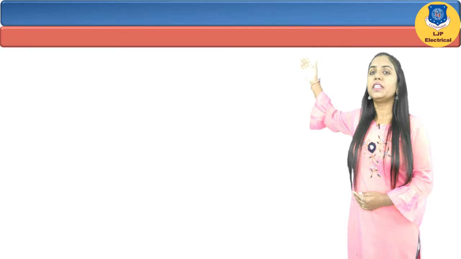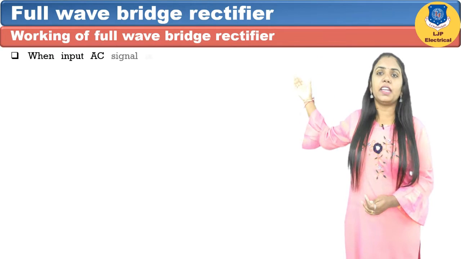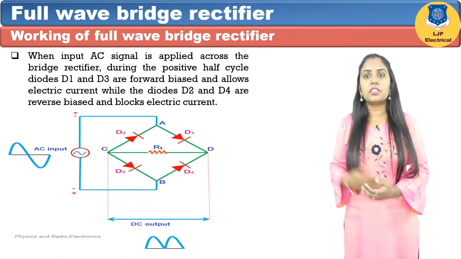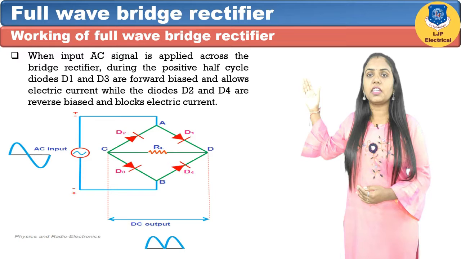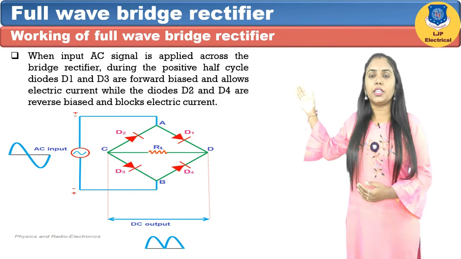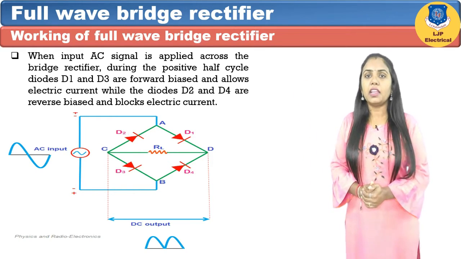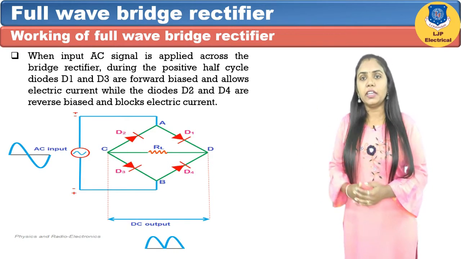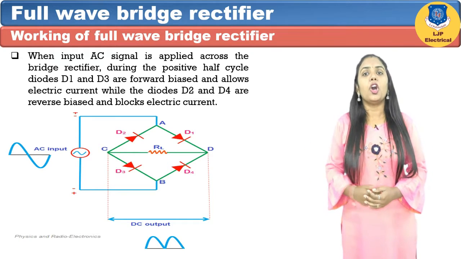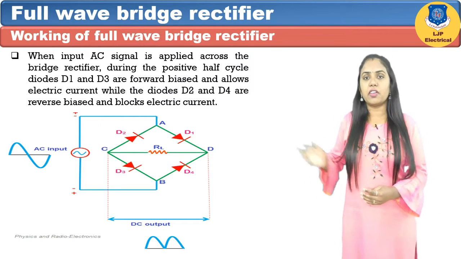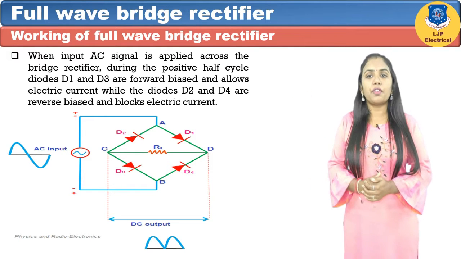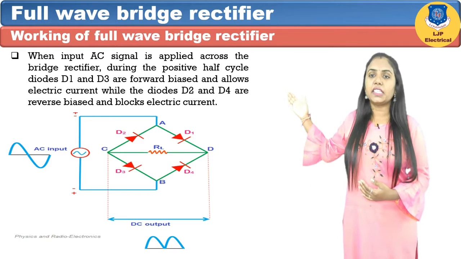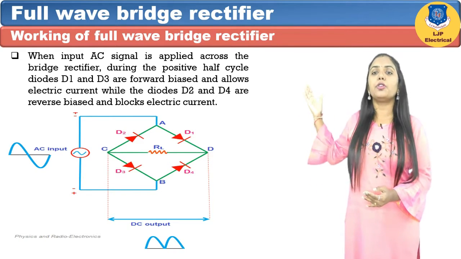Now the working of bridge rectifier. How does a bridge rectifier actually work? When the input AC signal is applied across the bridge rectifier during the positive half cycle, diodes D1 and D3 are forward biased and allow electric current, while the diodes D2 and D4 are reverse biased and block the electric current. On the other hand, during the negative half cycle, D2 and D4 are forward biased and allow electric current to pass through, while D1 and D3 are reverse biased and block the electric current.